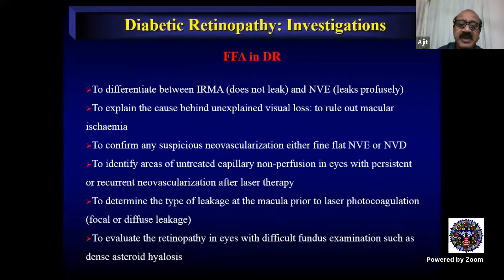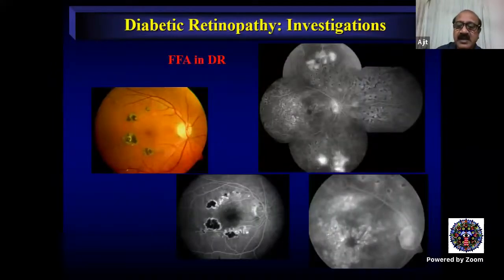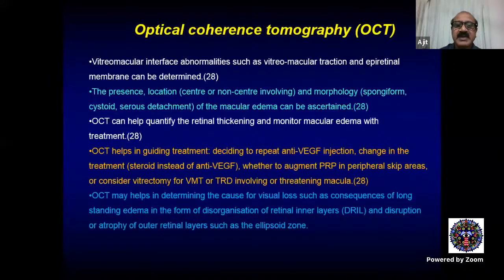So FFA is mainly to differentiate IRMA from NVE. It's very important. Unexplained visual loss, again, you need to do FFA. And capillary non-perfusion areas, and once laser is done, and if NV is persisting, again you need to see where the defect is. This is the diabetic macular edema, which again in the next class they may deal with.